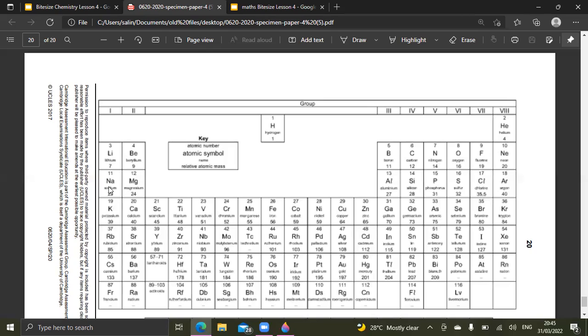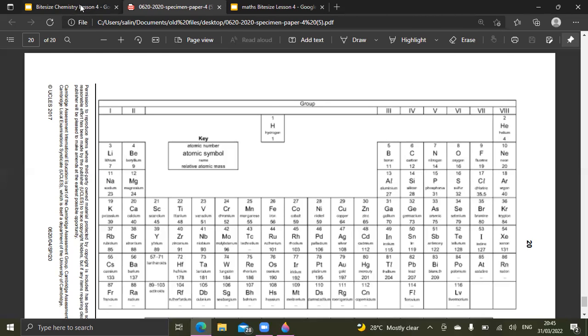It is very wrong to count the period number from lithium. Remember, we count from helium. So how do I count? 1, 2, 3, there you go. So sodium is in fact in period number 3, not period number 2. Why is this so important? It is very, very important.